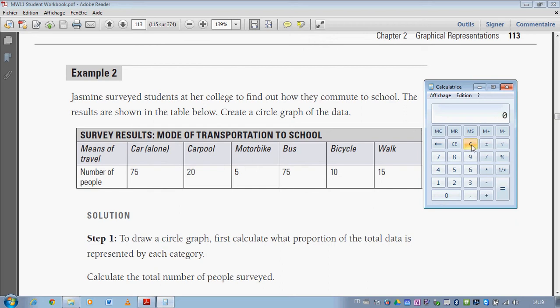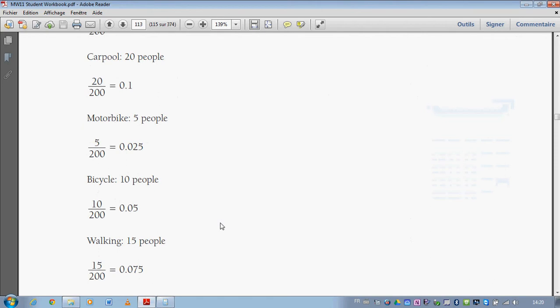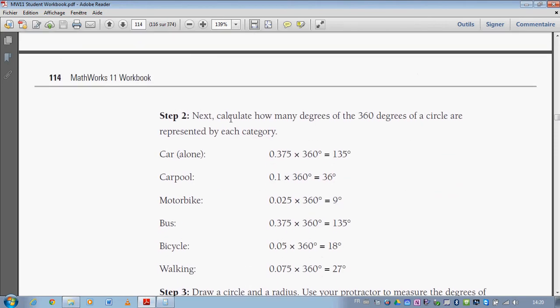Okay? Doing the motorbike, that's 5 people out of 200. That's 2.5%. But here it is as a decimal. You take that and you multiply it by 360. Your motorbike category should occupy 9 degrees. Okay? And that's actually what your workbook shows you here. So next, calculate how many degrees of the 360 degrees of a circle are represented by each category. So again, here are the percentages as decimal numbers, and you take them and you multiply them by 360 degrees to figure out how many degrees each category occupies.